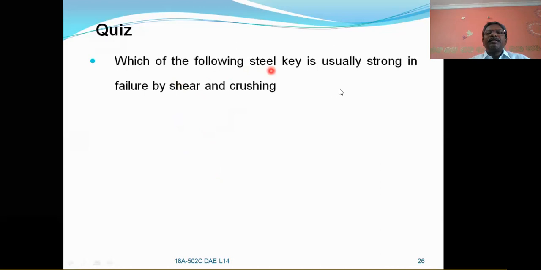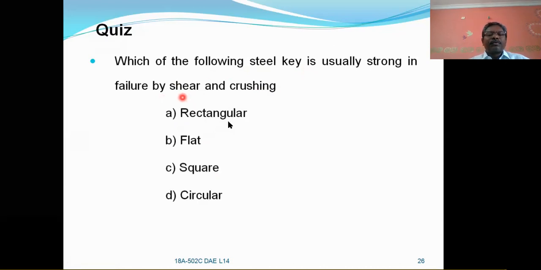Which of the following steel keys is usually strong in failure by shearing and crushing? This is not covered so far, so this is not required for this topic. And the answer is equally strong in both shearing and crushing, that is square shaft.